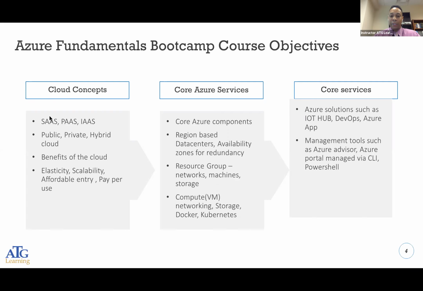And all I need to do is connect to the cloud resource, and that's where all my infrastructure and my equipment lies. And I can spin up a VM within a couple minutes, right? I can create several VMs within a couple minutes. So affordable entry, right? Low cost, and I pay per use.